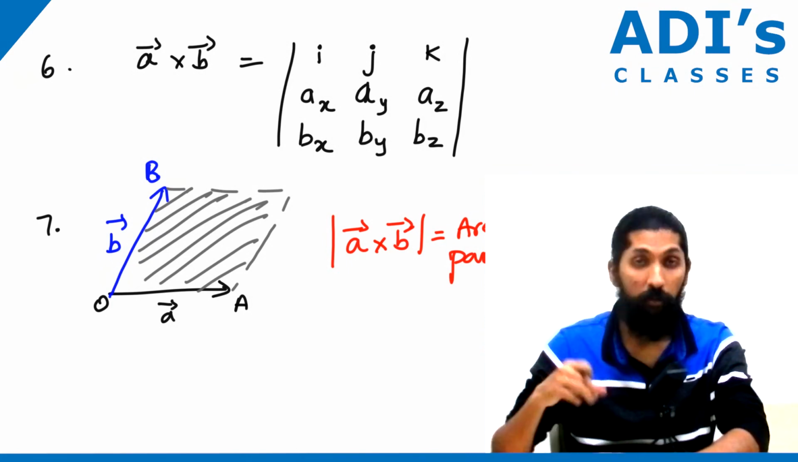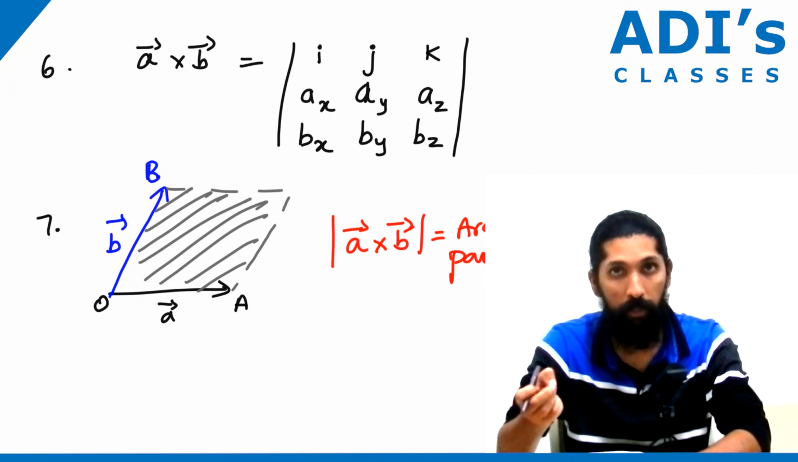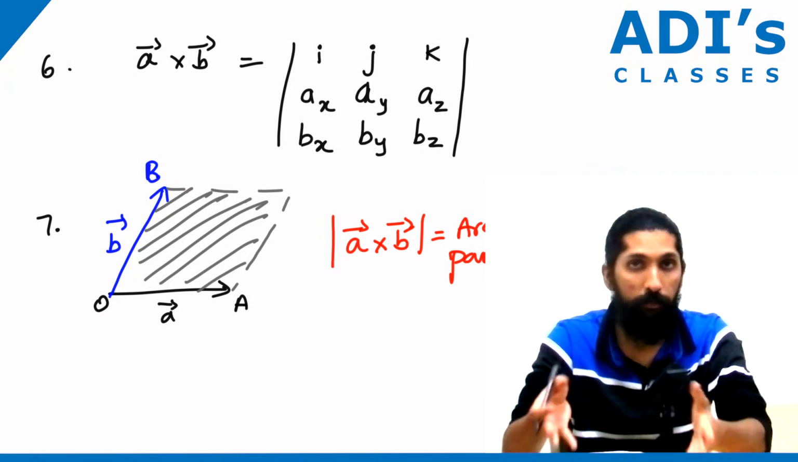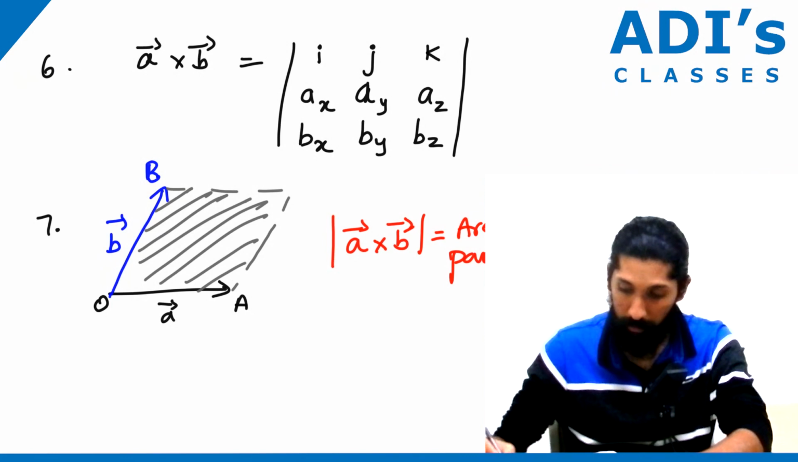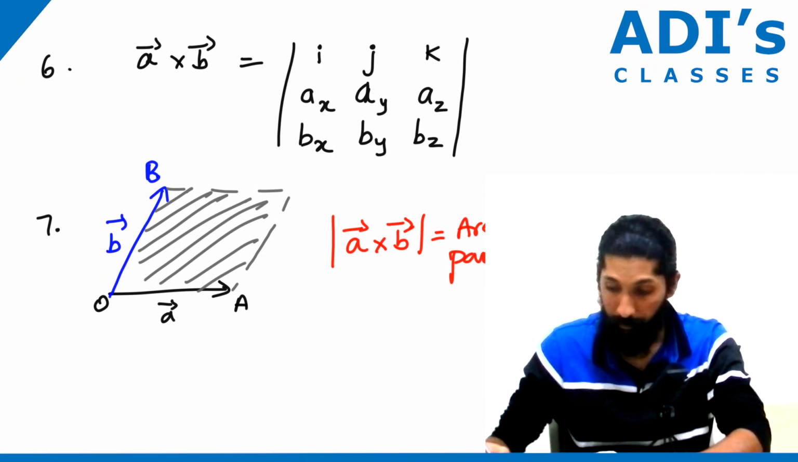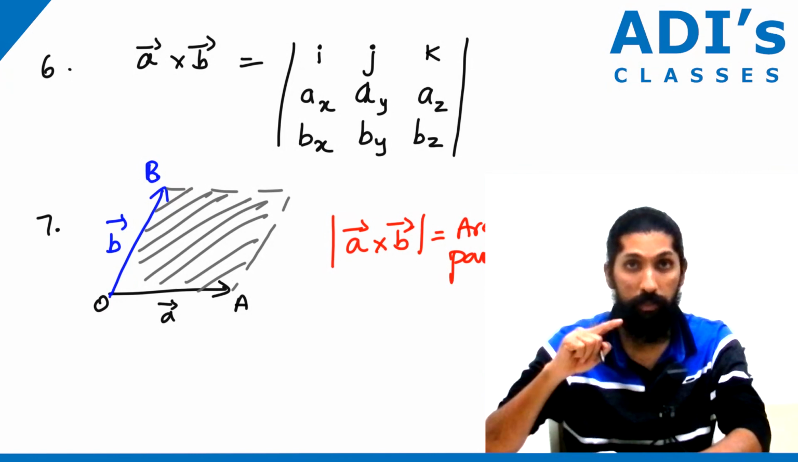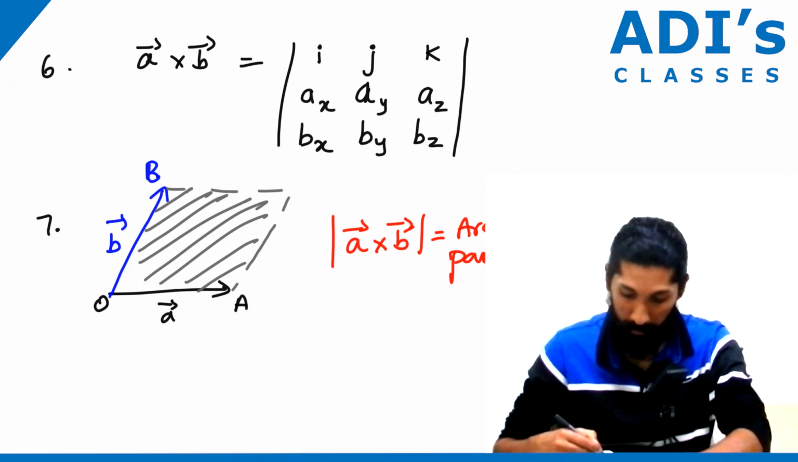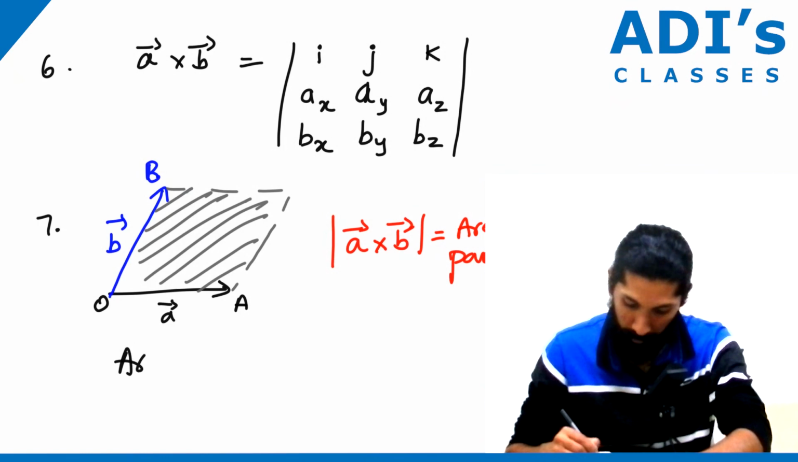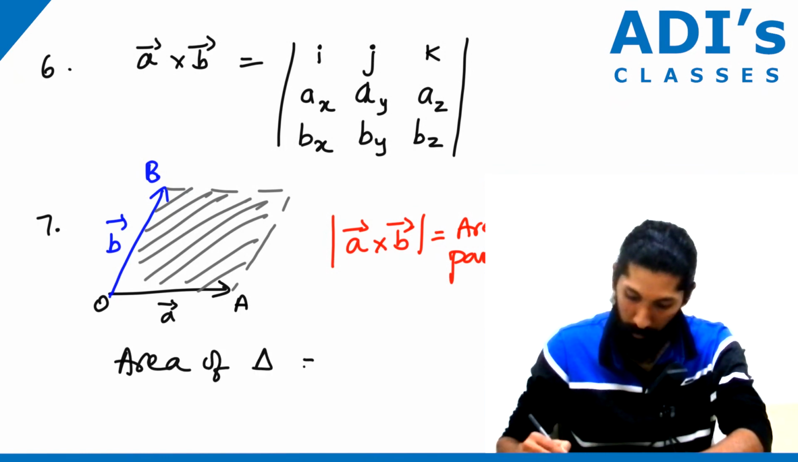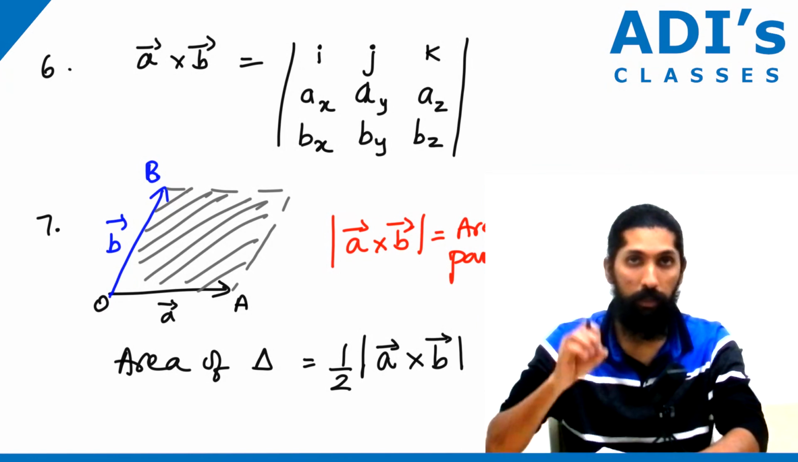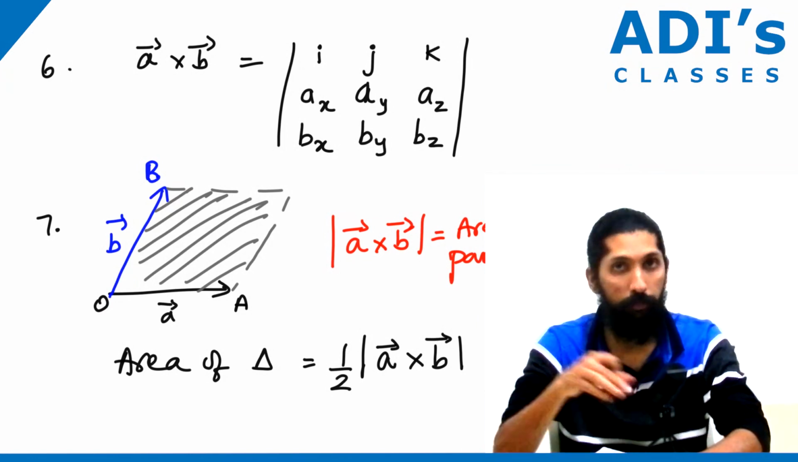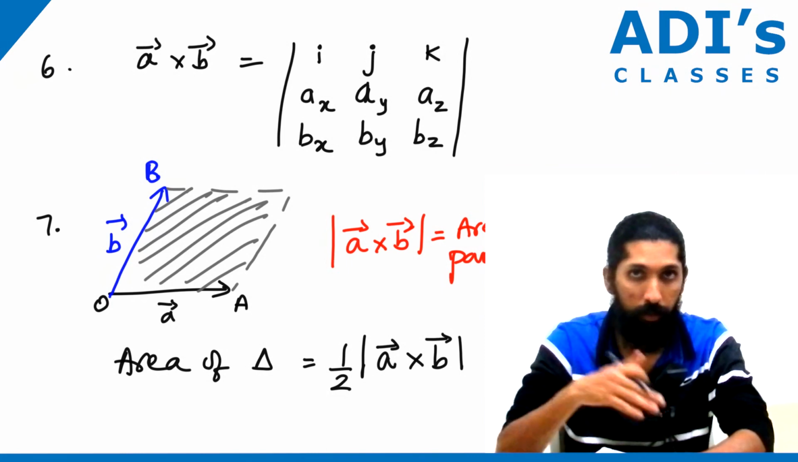Now, since we know the area of the parallelogram, we can also find the area of the triangle, correct? Area of triangle is what? Half of the area of the parallelogram. That means if you need the area of the triangle with vector A and vector B as its sides, then the area of the triangle is half of mod of vector A cross vector B. Area of the parallelogram we know, half of that gives us the area of the triangle.